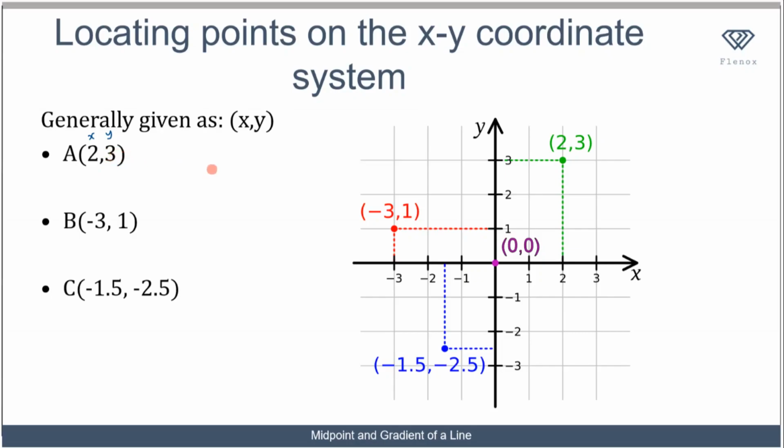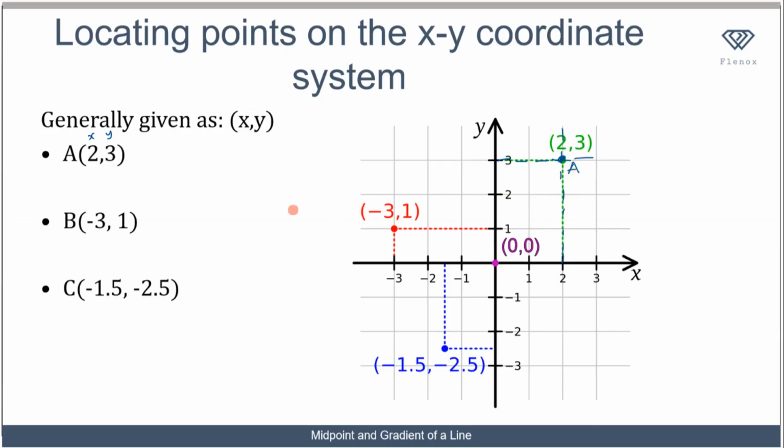We go to our xy plane and we try to trace it out. The x value is 2, so that lies here. We draw a vertical line like this, and the y value is 3, so we look for 3 and we draw a horizontal line. The point of intersection, as you can see, this point over here, is point 2, 3, and that place is given as point A.